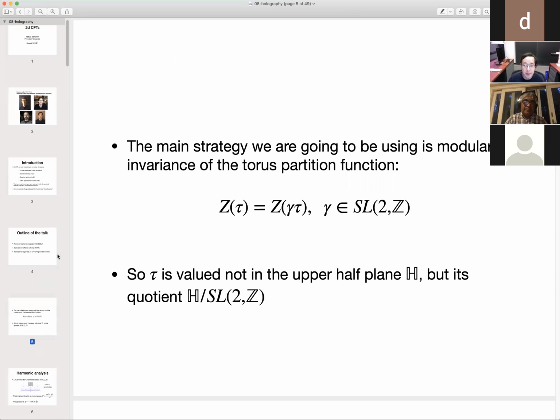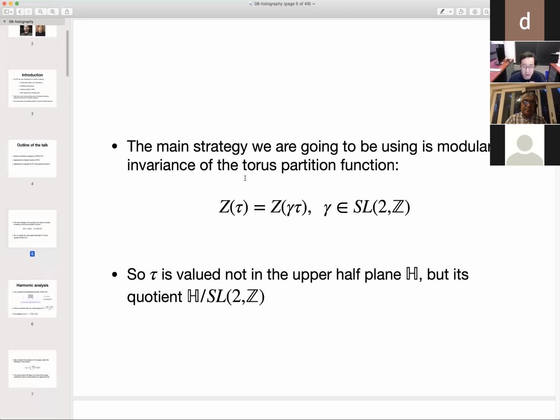Again, just to emphasize, the main strategy we're going to be using is modular invariance of the torus partition function. So if we write the 1 loop partition function, z of tau here, the key player is that this is invariant under any large diffeomorphism of the torus, which is just the action of some group SL2Z. So in some sense, this modular parameter tau is not really valued in the upper half plane, the complex numbers with positive imaginary part, but really this quotient H mod SL2Z. So that's a big picture overview of where we're going, and I'll say everything in more detail. And of course, interrupt me at any time if you have questions.